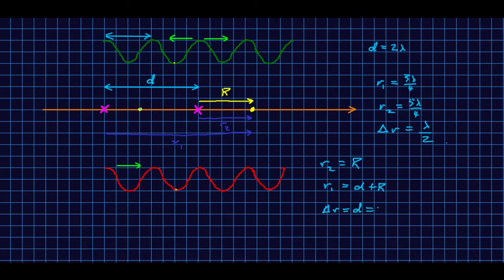But we already know that that's 2 lambda. And so that means it's going to be constructive interference. We have an integer number of wavelengths, so troughs arrive at the same time as troughs. And so this will be constructive interference. But note, I picked an arbitrary point. I could have picked anywhere out here and called it R, and I would have come to the same conclusion. And so that tells us we have constructive interference everywhere out here.